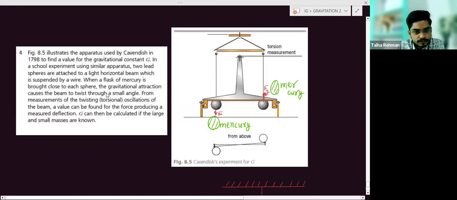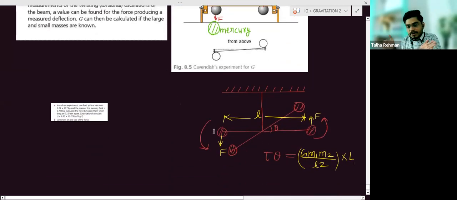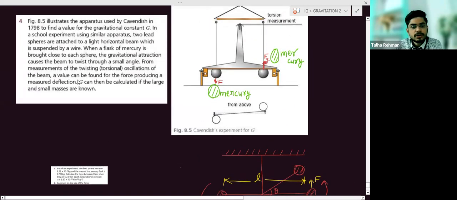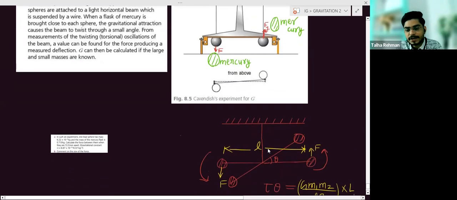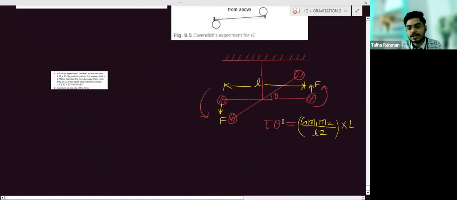When a flask of mercury is brought close to each sphere, the gravitational attraction causes the beam to twist through a small angle. From measurement of twisting or torsional oscillation of the beam, basically this beam will be rotated like this. I have shown here. A value can be found for the force producing a measured deflection. So with the help of that, you can find the value of G, or you can find this force also.